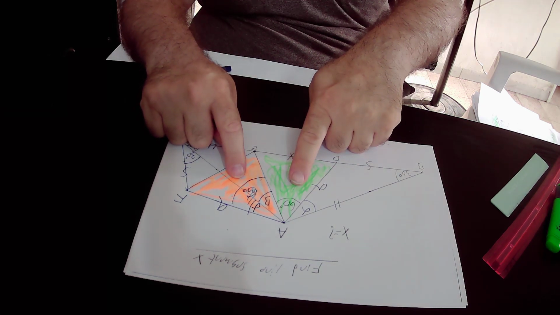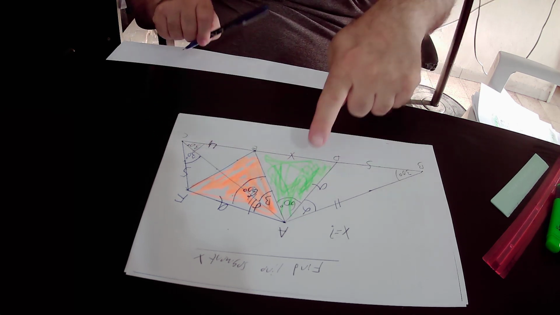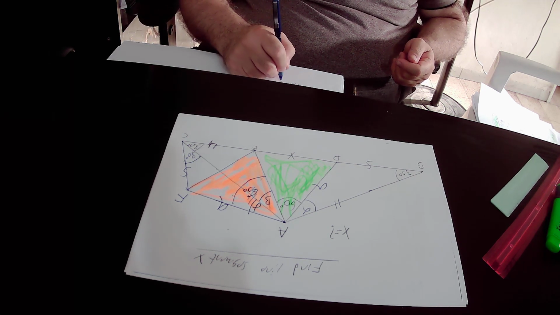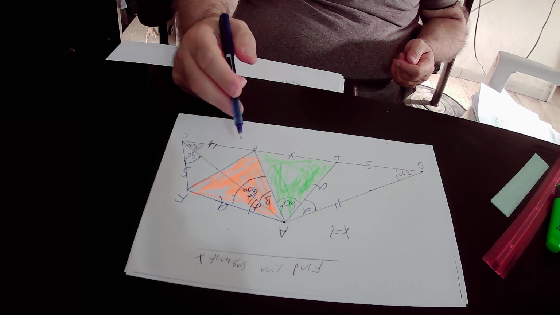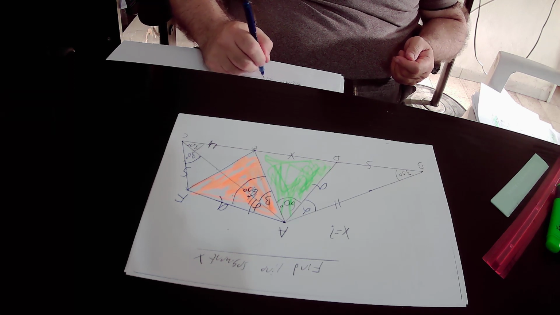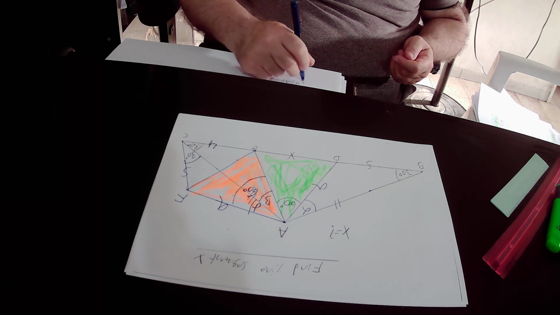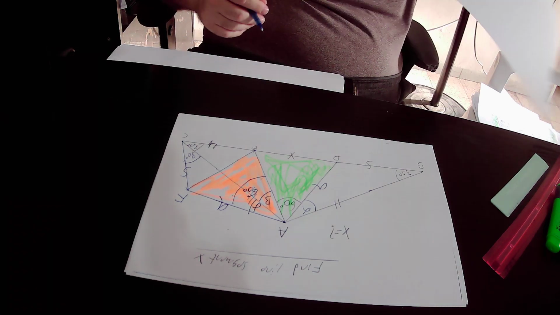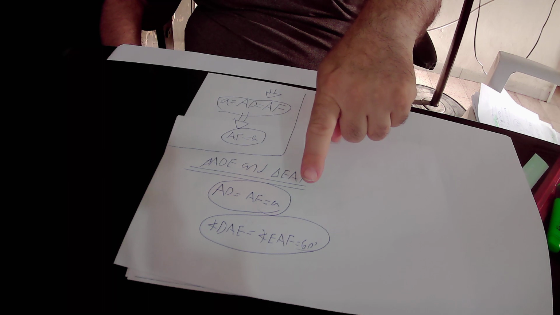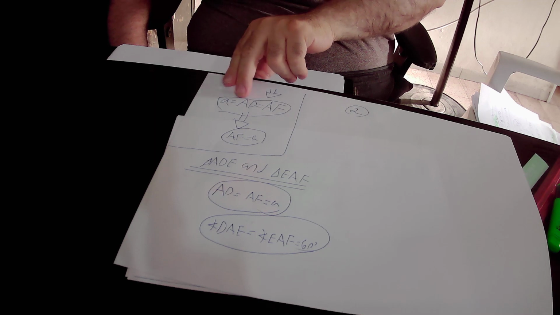those two angles are both equal to 60 degrees, therefore they are equal to each other. So here this angle, that is angle DAE, is equal to this angle, that is angle EAF. And both angles are equal to 60 degrees, therefore they are equal to each other. And repeat again. Angle DAE in the green triangle is equal to angle EAF in the orange triangle. Both angles are equal to 60 degrees, therefore they are equal to each other.